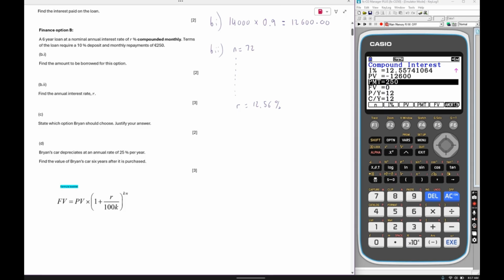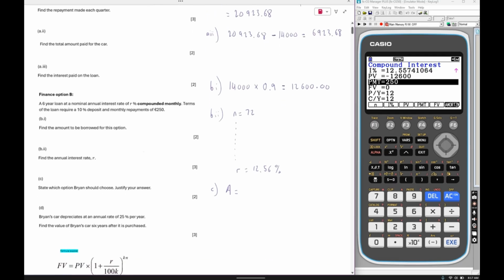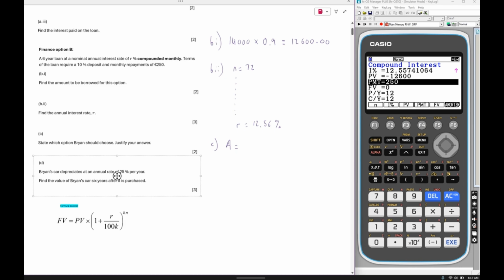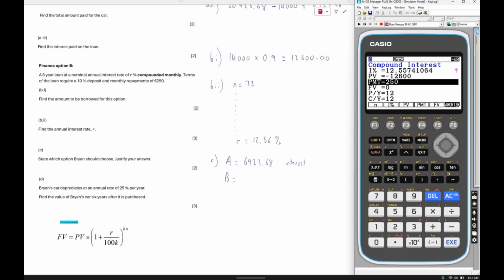State which option Brian should choose. Justify your answer. Well, before we do this, if we remember in option A, he had to pay 6,923.68 worth of interest. For option B, he is paying £250 a month.